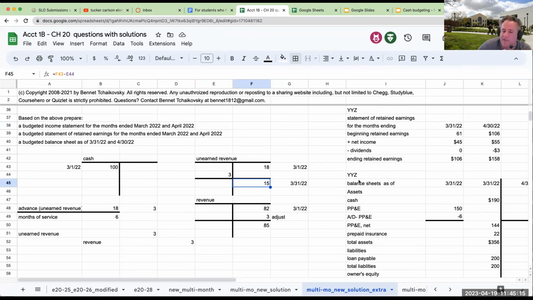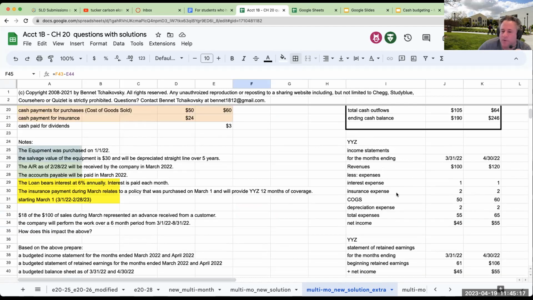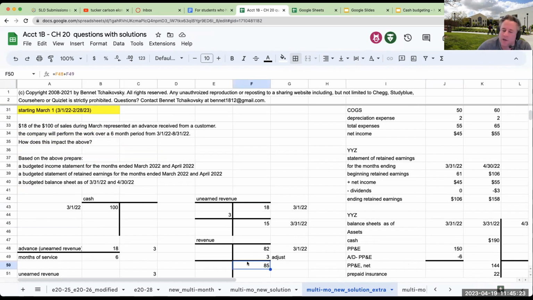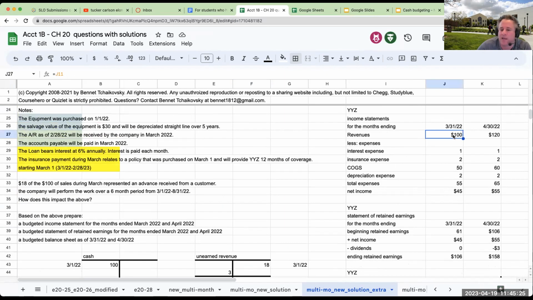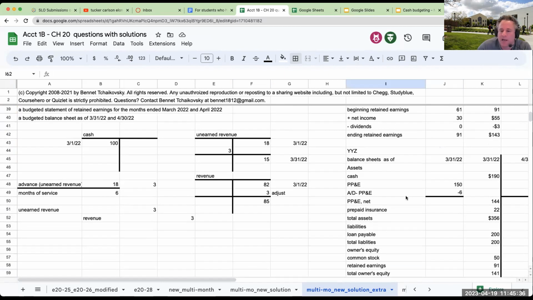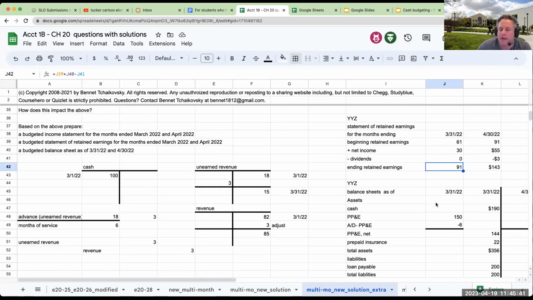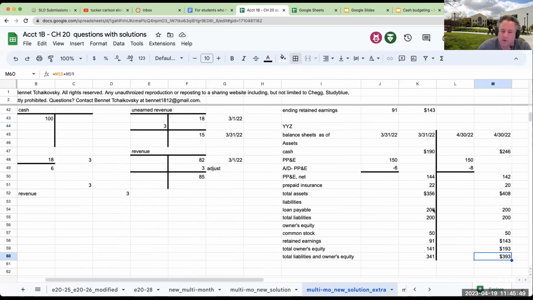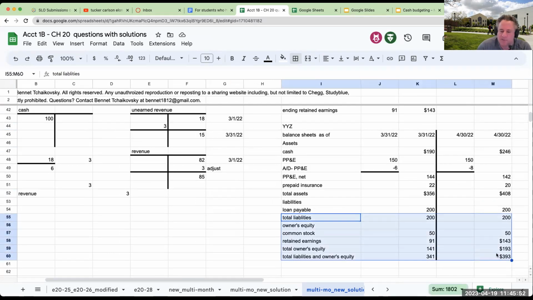Let's see how this changes our answer for the month of March. My revenues are no longer going to be 100, they are now going to be 85. Also, when I come down here, it changed my ending retained earnings. Nothing else is really changing, but I've got a problem. My assets are still 356, but my liabilities and equity are now 341. So what am I missing here?